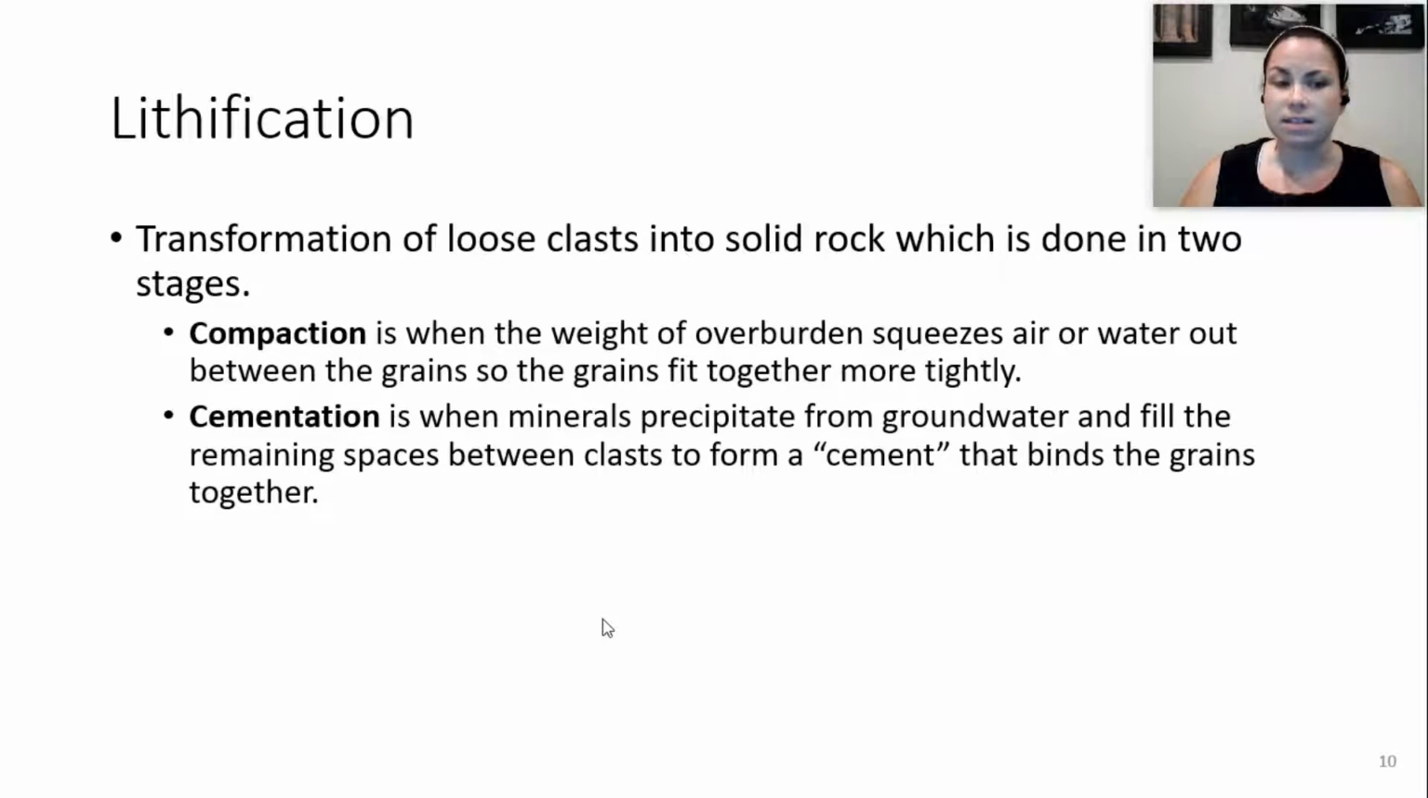And the last piece of this is lithification. That's the transformation of where loose clasts move into a solid rock form. And that's done in two stages. First is compaction, and that's when we have the weight of an overburden that squeezes air or water out between the grains so that the grains fit together. They're compacted together. And next is cementation, and that's where minerals precipitate from groundwater and fill those remaining spaces.